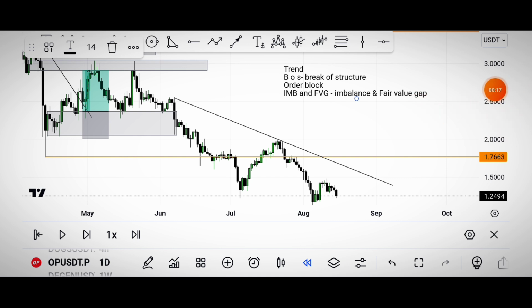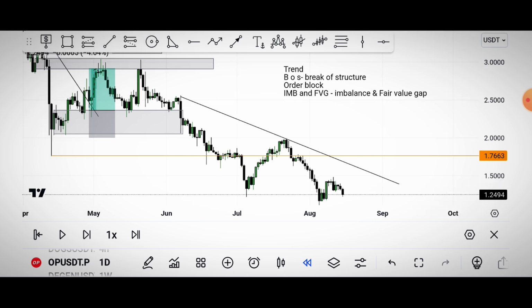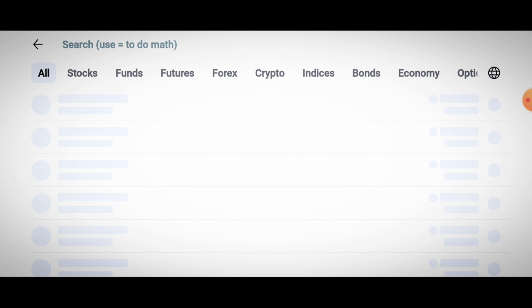So the first thing you need to do is to make sure you have downloaded TradingView, or any trading platform, whether you're a crypto trader or forex trader. Just download any platform which you trade. Personally, I do trade crypto, but I majorly trade forex. So if you open up the chart, you select any pair, search for any pair which you want to trade.